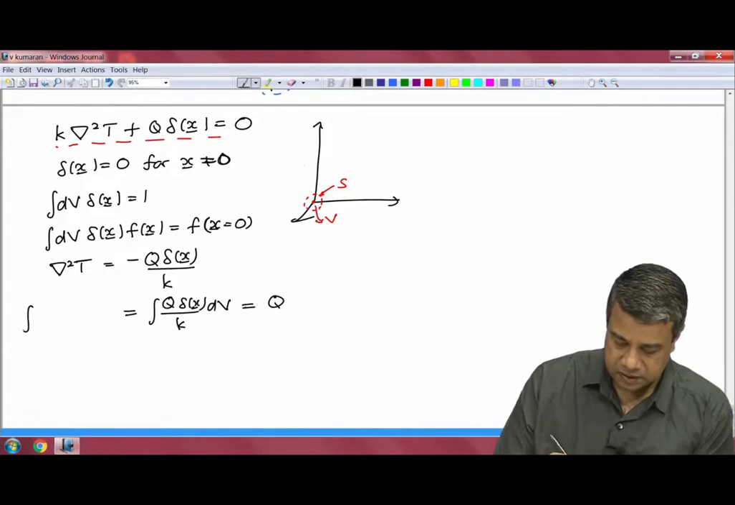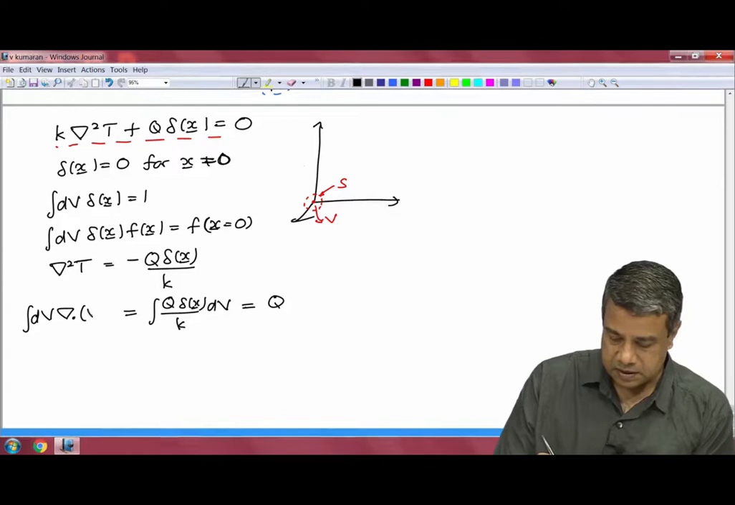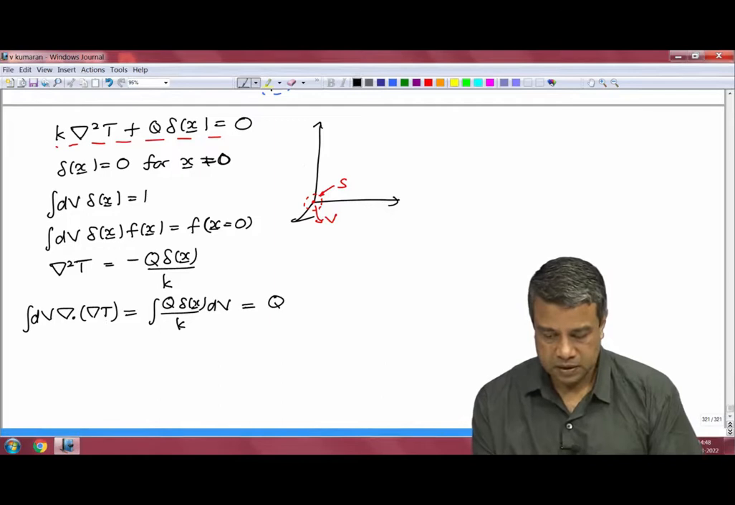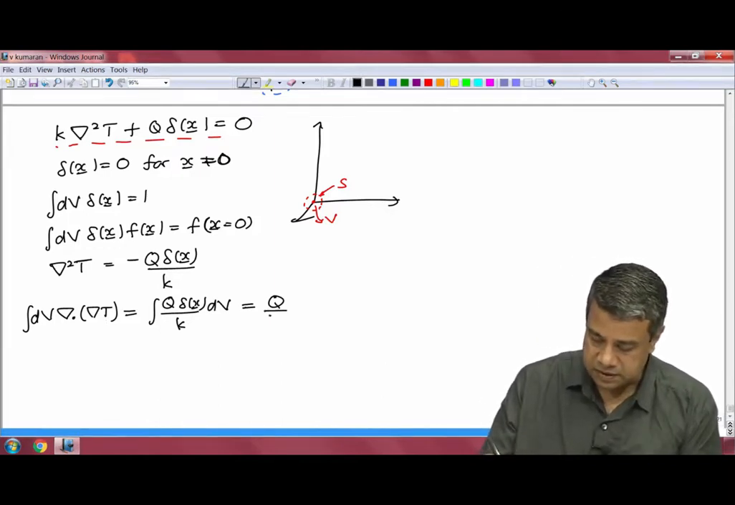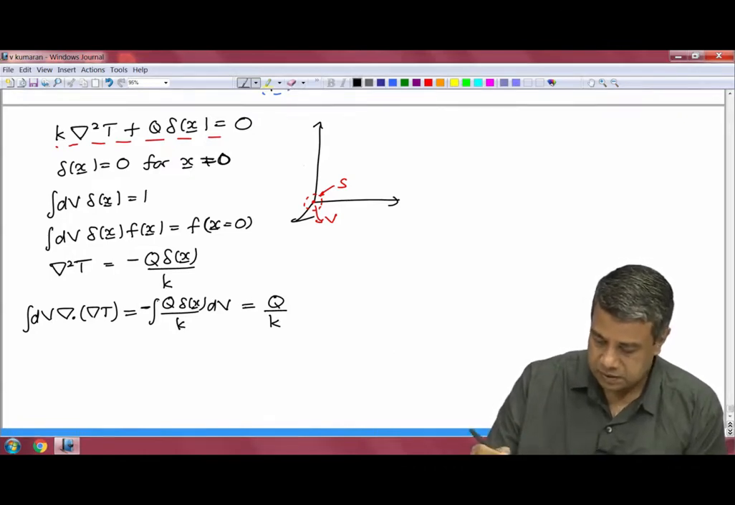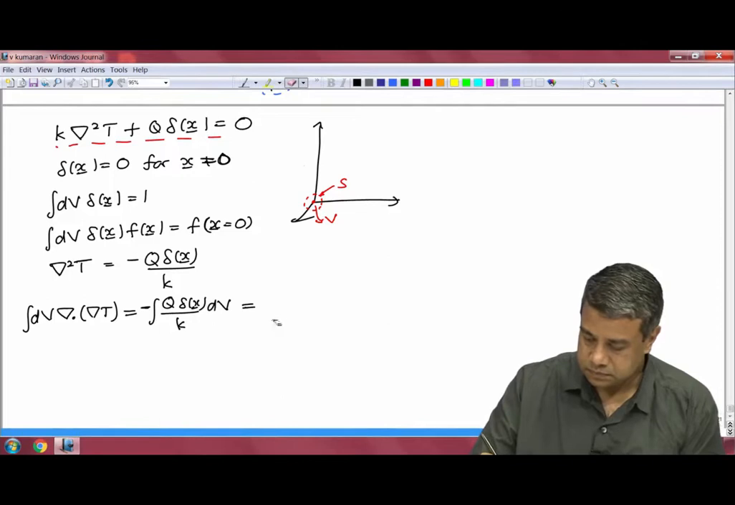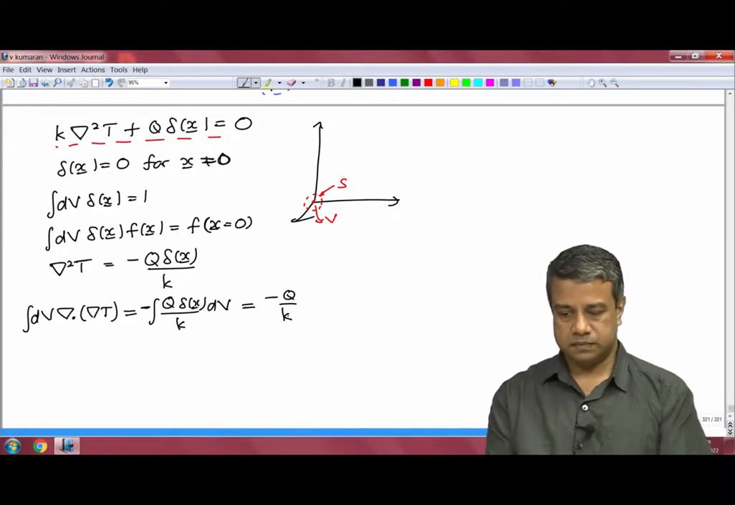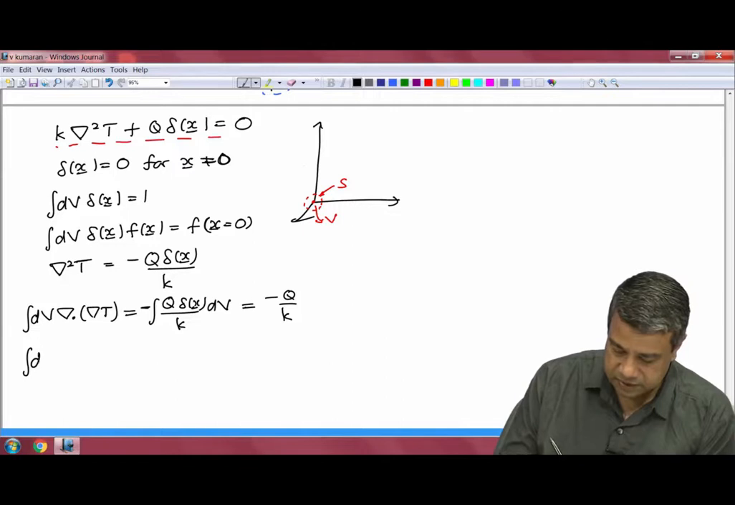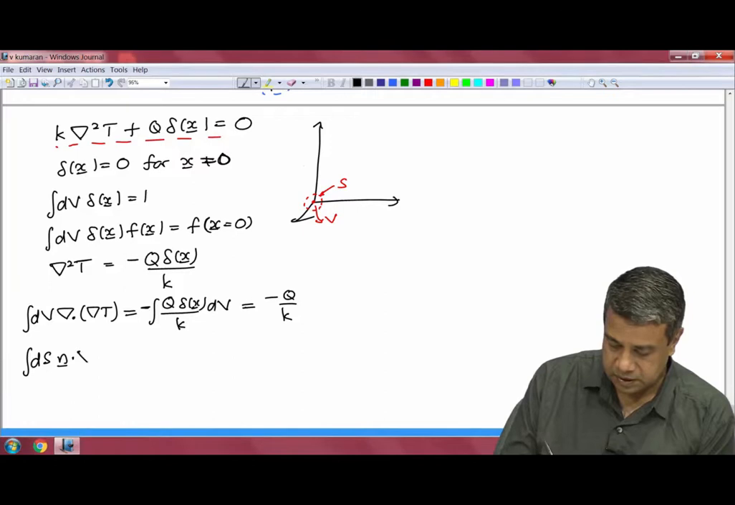The left hand side is the integral over the volume of the Laplacian. The Laplacian is the divergence of the gradient. This can be written as the integral over the surface of the unit normal times grad T.